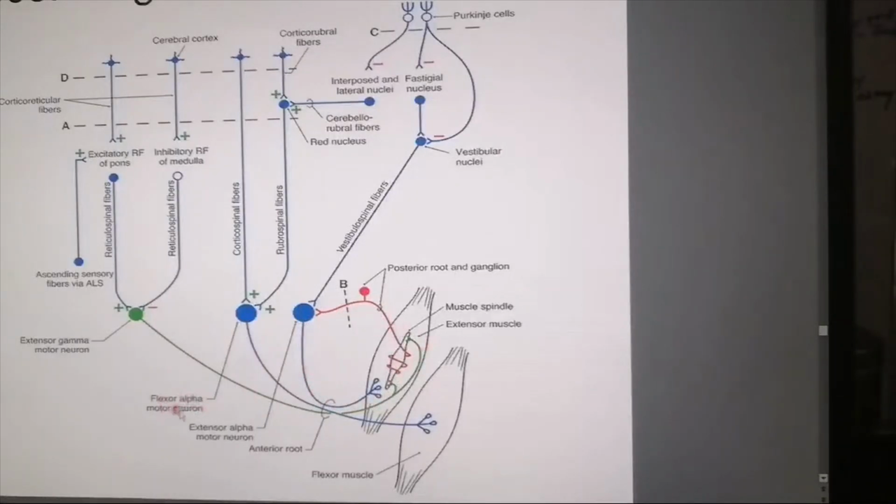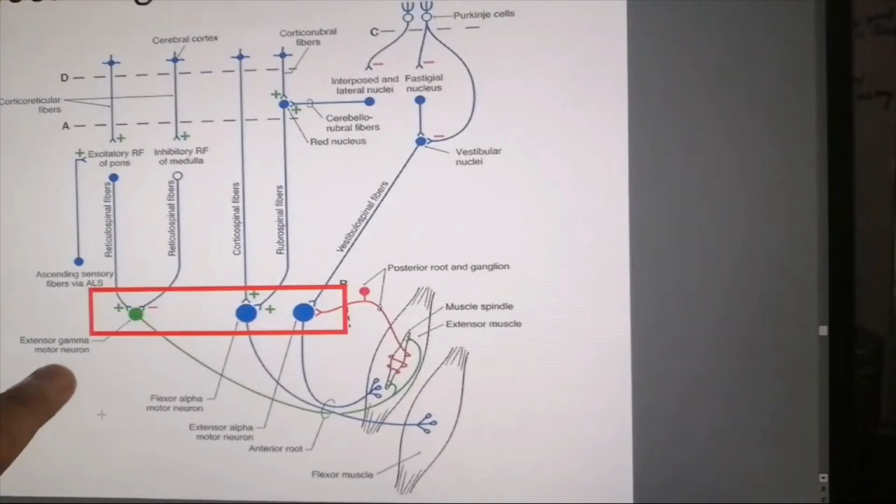Mr. Lonely, the flexor alpha motor neuron, is right here. It is going to the lonely flexor muscle on the side. Nothing fancy going on here. What I was saying was, an immediate cache of knowledge is waiting for you right here.